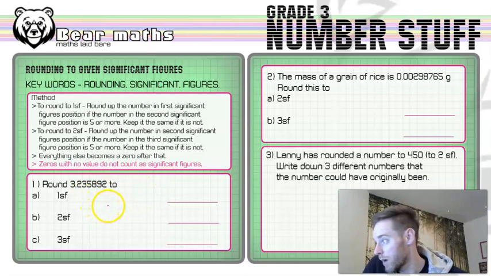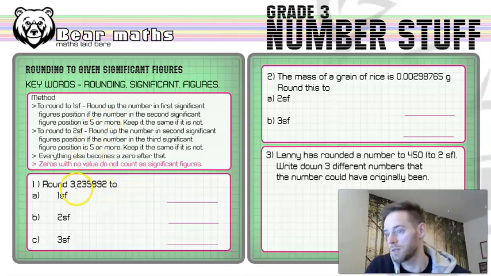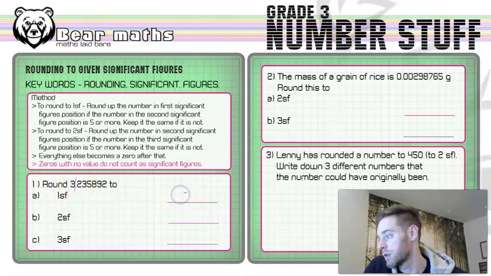What we've got in question number 1 is round 3.23589 to one significant figure. Now the first significant figure in this particular question is 3 and the second significant figure is 2 because that is the first number that has value. That's the second number that's got value. So chop it off in between the 3 and the 2 where the decimal point is. The 2 does nothing to the 3, so the answer is just 3.